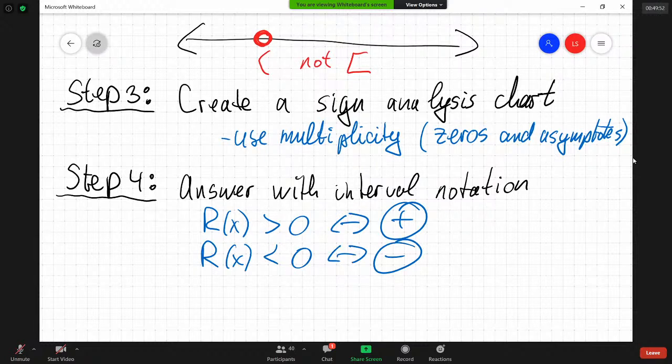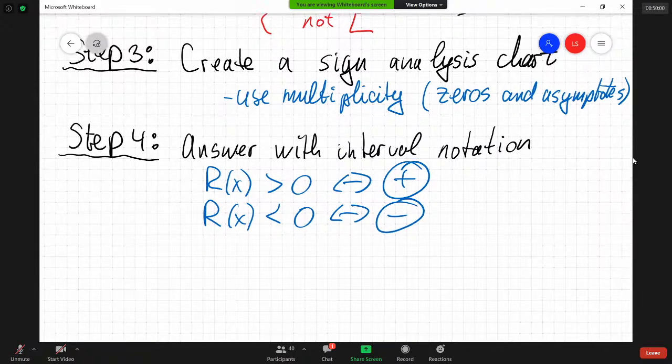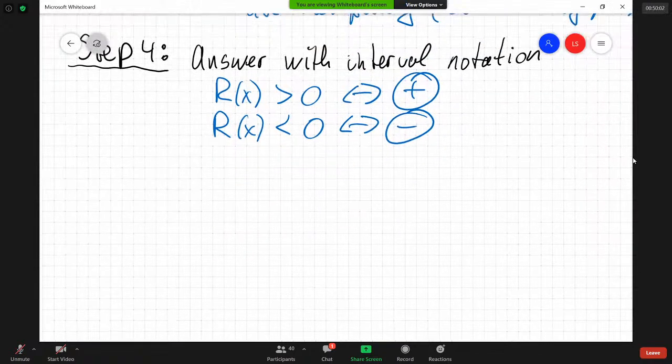So a lot of similarities between polynomials and rational inequalities. The main difference is where you can cross over. There's more places. There's also vertical asymptotes and holes. All right, so let's try and do a couple of examples and then I'll give you guys a break.